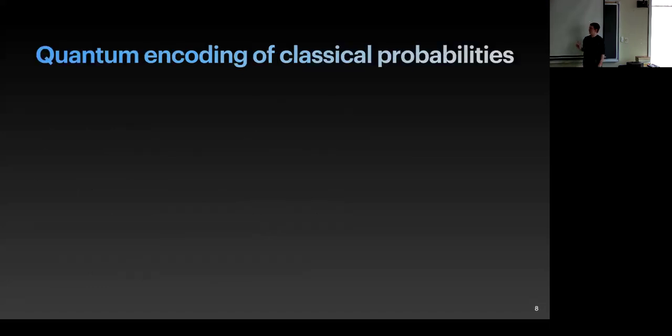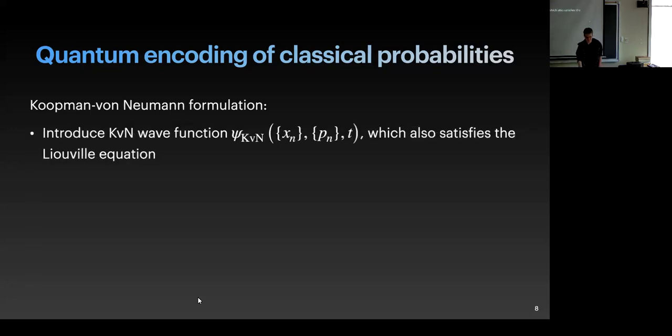However, there's still one problem, right? I was talking about the phase space probability density, which is the classical probability density, and it's not quite clear how to encode that directly on the quantum computer. There's another thing called the Koopman-von Neumann formulation of classical mechanics, which builds on the Liouvillean formulation. It introduces a wave function, psi KvN, which again depends on all the positions of your classical particles and all the momenta. And the amazing thing is that this wave function also satisfies the same equation of motion, this Liouville equation, right? So the time derivative of psi KvN is equal to minus iL psi KvN, where L is again the Liouvillean operator.